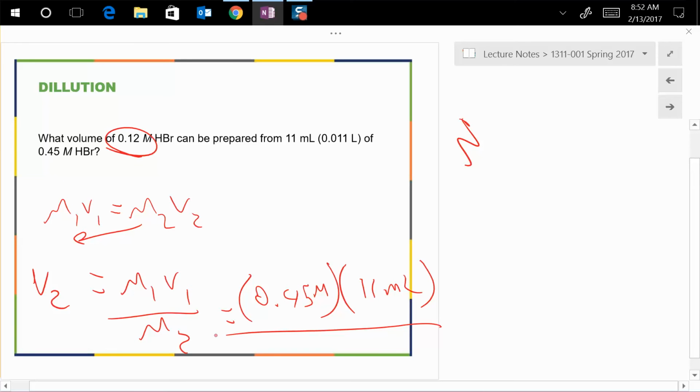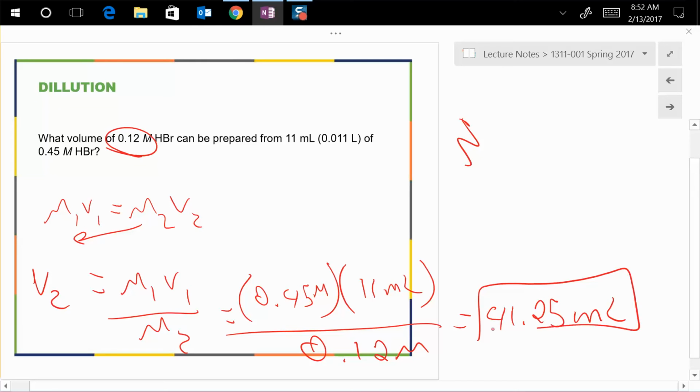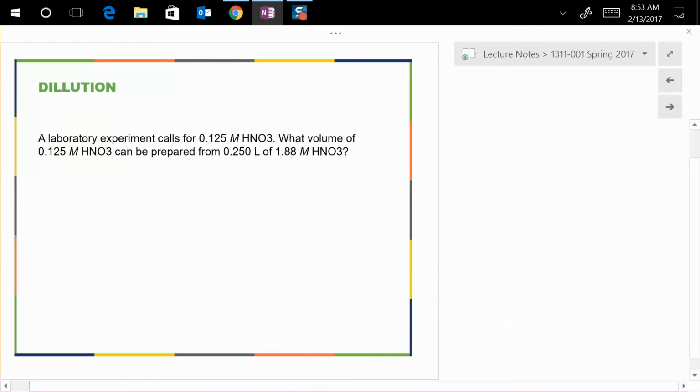Okay, and 0.12 molar HBr. So 0.45 times 11 divided by 0.12. What do we find? 41.25 milliliters. Okay, so that's the volume that I would have to dilute to in order to change it from 0.45 molar to 0.12 molar. Okay? Great.